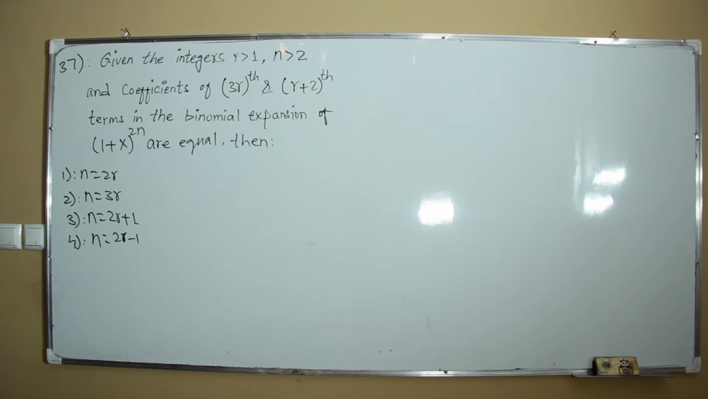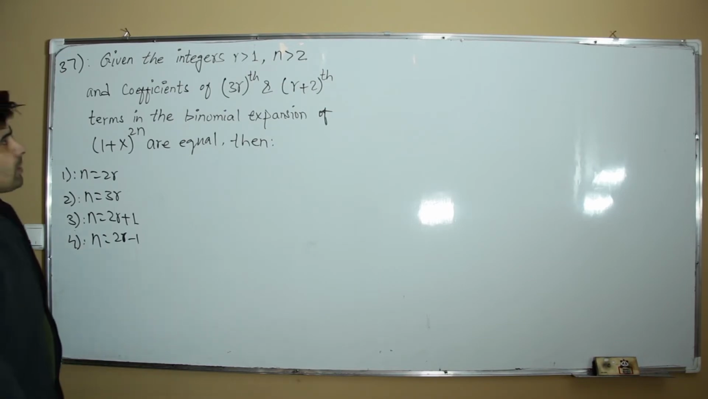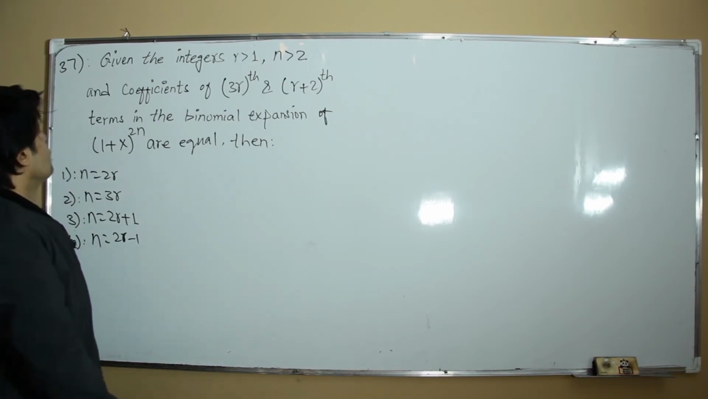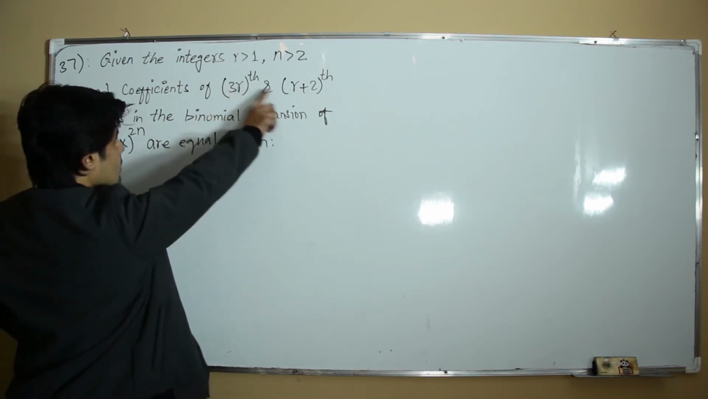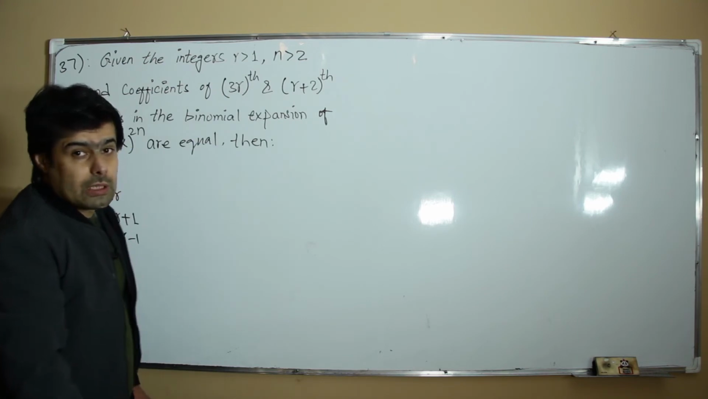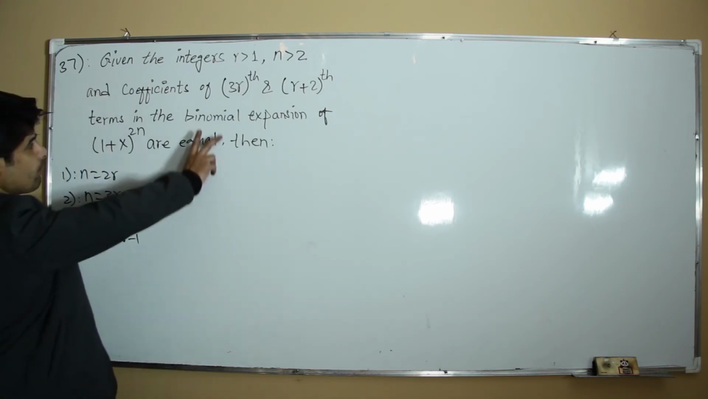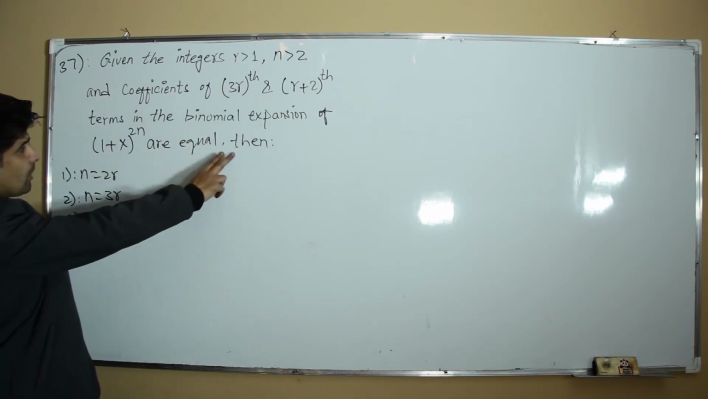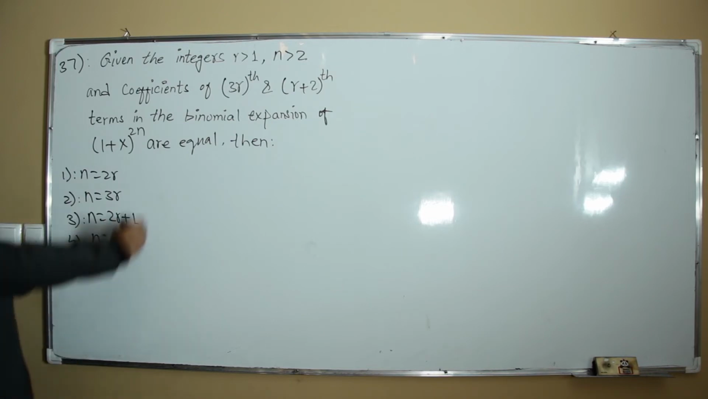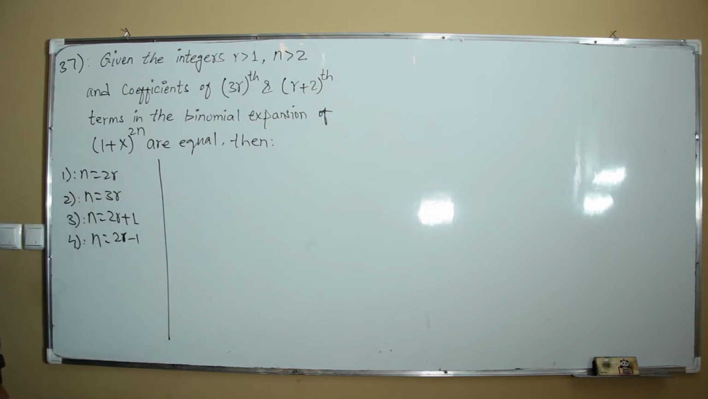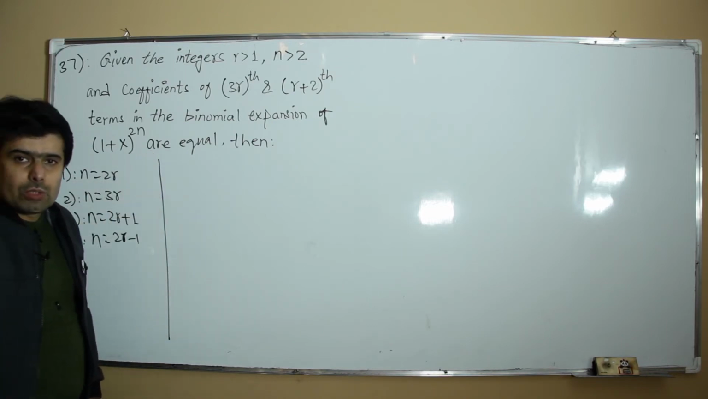Question 37. Given the integers r is greater than 1, n is greater than 2, and the coefficients of the 3r term and the r plus 2 term in the binomial expansion of this one are equal. Now n is 2r, n is 3r, n is 2r plus 1, or n is 2r minus 1. What do you think? What should I do?